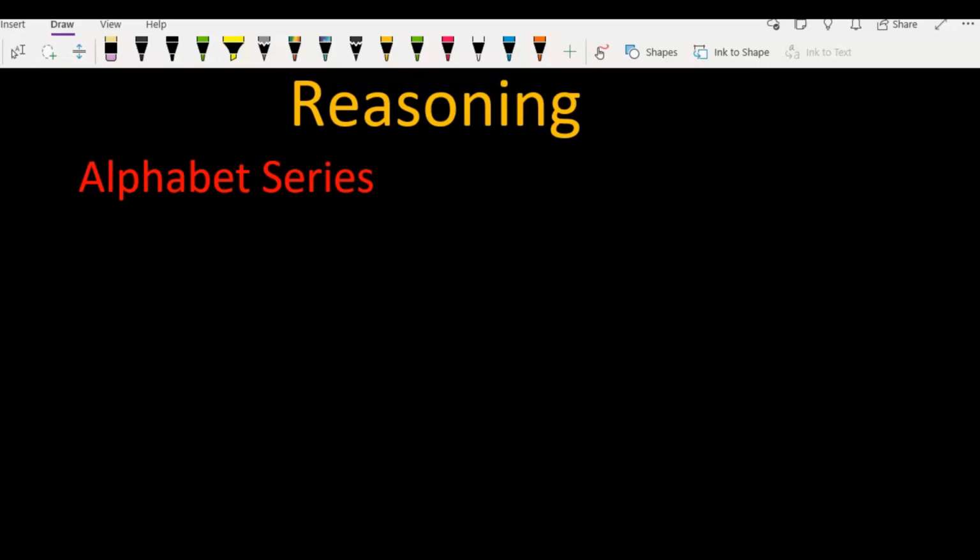This is our very first class of reasoning. These classes are mainly for NIMSET and other MCA entrance exams, but you can also follow these classes for any other competitive exams. Reasoning is an important part for all competitive exams. It carries a good portion of marks, so it is very important to learn this reasoning properly.